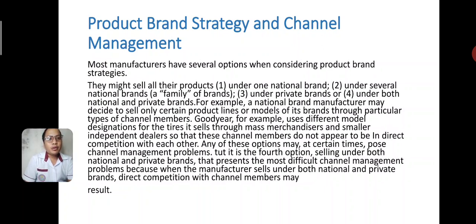Goodyear, for example. Goodyear is a brand of tire. It uses different models of tires if sold through mass merchandisers and smaller independent dealers, so that these channel members do not appear to be in direct competition with each other. Any of these options may at certain times pose channel management problems. The fourth option, selling under both national and private brands, presents the most difficult channel management problem, because when the manufacturer sells under both, direct competition with channel members may result.